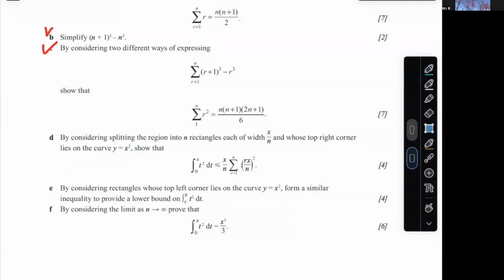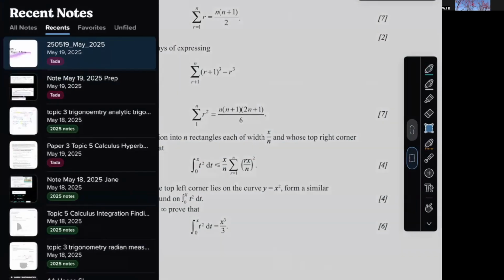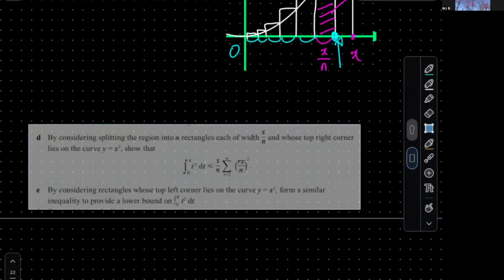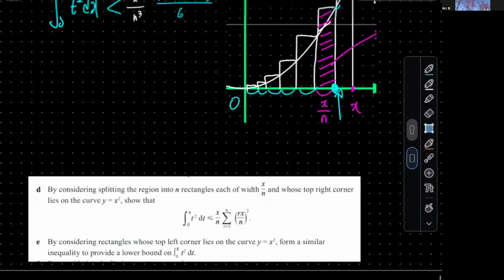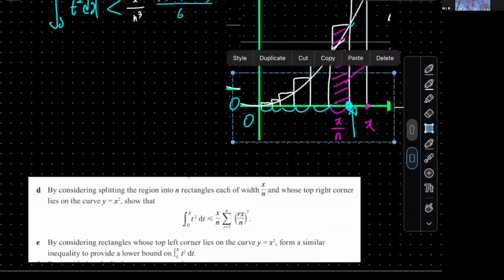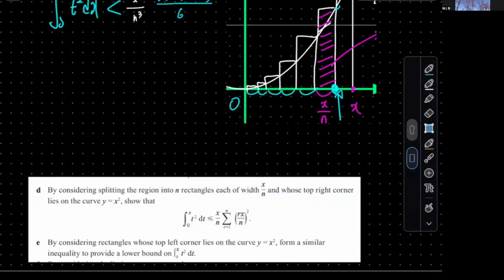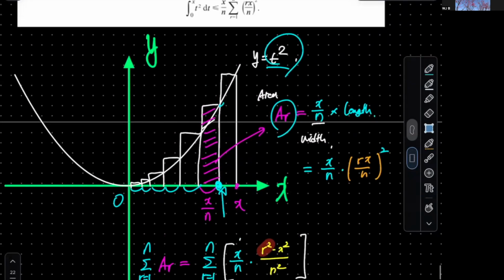Now I return to my next question, because it says you've got to find the lower bound using what corner? The left corner. They want to use the left corner. For that, you need to sketch. So now let's try to sketch the rectangles using the left sum.